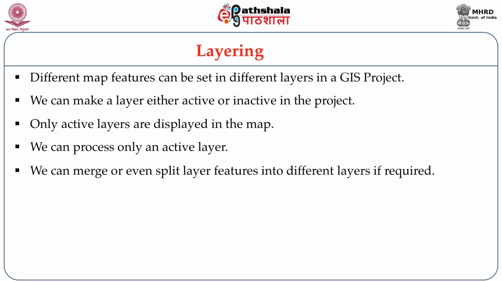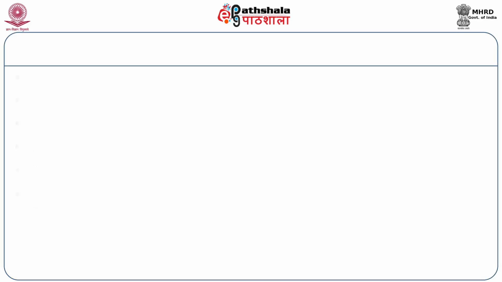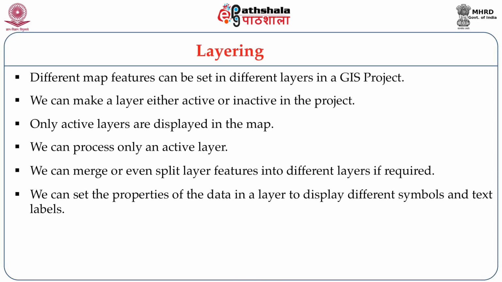So either we can combine 2-3 layers into one layer, or 1, 2, 3 or more layers into one layer, or otherwise we can split a particular layer into 2 different layers also if required. So all this is possible in GIS work. And we can set the properties of the data in layer to display different symbols and text labels.